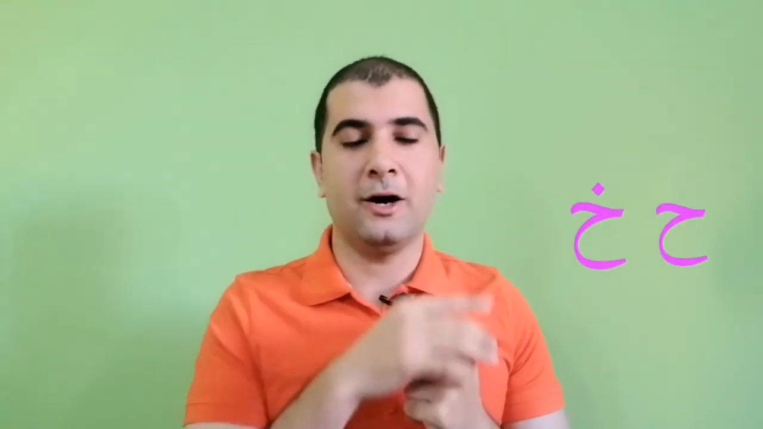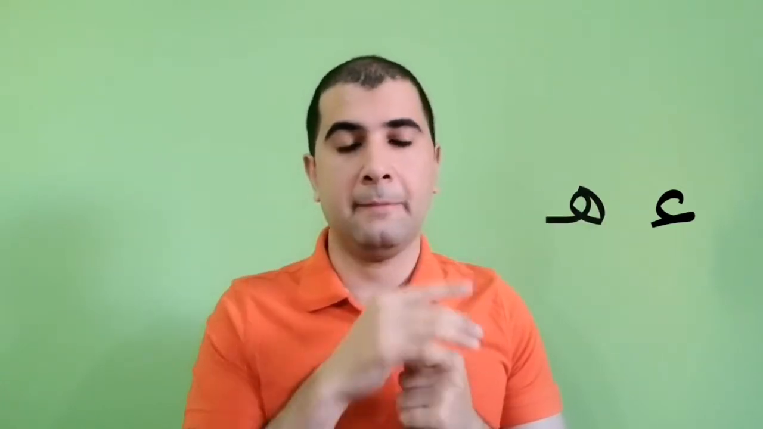The throat actually has 6 letters, which are al-hamza, al-ha, al-ayn, al-ha, al-ghayn, and al-kha. And the scholars divided the throat into 3 parts. We have the deepest part of the throat, then the middle of the throat, then the closest part of the throat. From the deepest part we pronounce 2 letters, al-hamza and al-ha. From the middle we pronounce 2 letters, al-ayn and al-ha. And from the closest part we pronounce 2 letters, al-ghayn and al-kha.